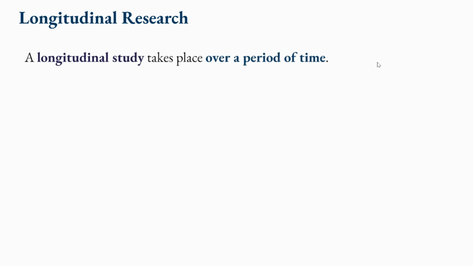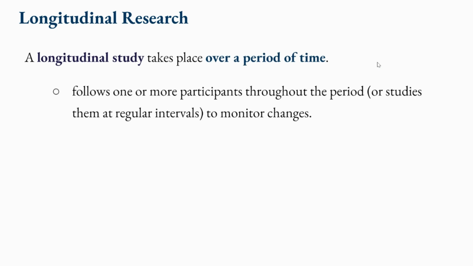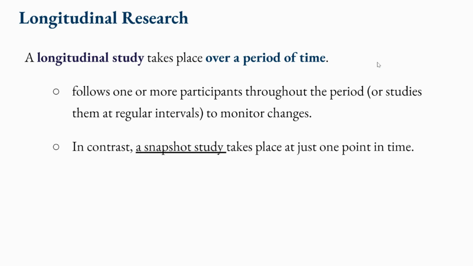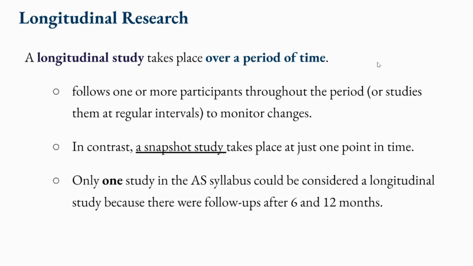Longitudinal research takes place over a long time. So it follows one or more participants throughout the period, or studies them at regular intervals, maybe once every 6 months, to monitor any changes. The opposite is a snapshot study. Most studies are snapshot studies. They might take place over a week or a day. It doesn't show change over time.